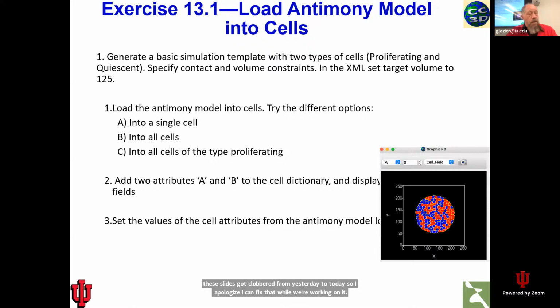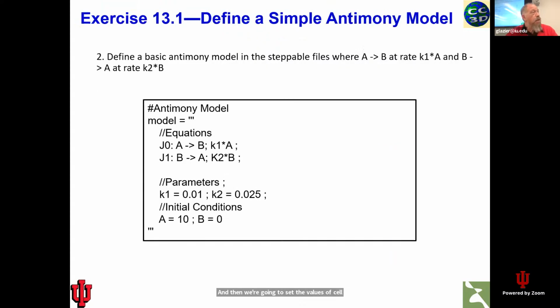So I'd like you to create, you should have it from last week, if not, create a simulation with 2 cell types. You could set the cell volume to 125. Doesn't really matter. Create a circle of cells. And then we're going to load an antimony model into the cells. We're going to try some different options. We're going to add 2 attributes A, B to the cell dictionary so we can display their values using a tracking field. And then we're going to set the values of cell attributes from the antimony model. And I'll walk you through that.